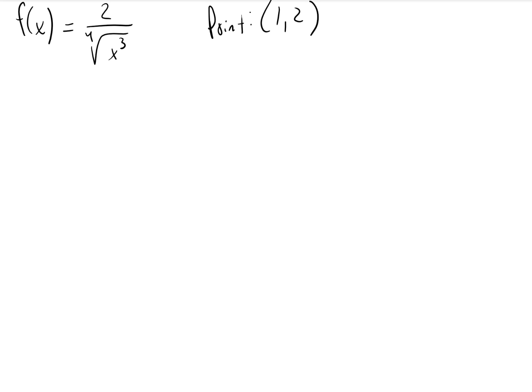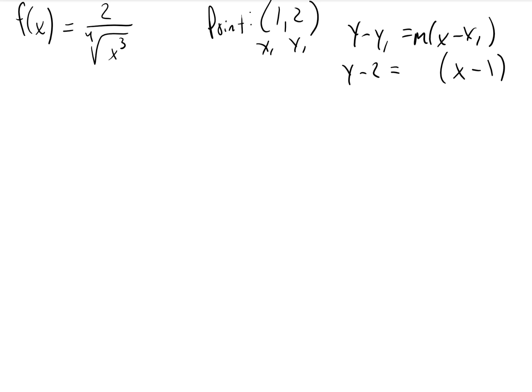Alright, so if I want the equation of a tangent line, I need a point on the tangent line, which is great. I can use this point, even though it is on this function, it would still also be on the tangent because the tangent is going to touch the function there. So I've got the x1, y1 part of my point slope form. I can already plug in a 2 here and a 1 there. All I need to know is what is the slope of the tangent line.